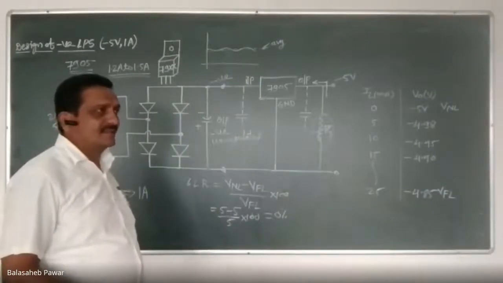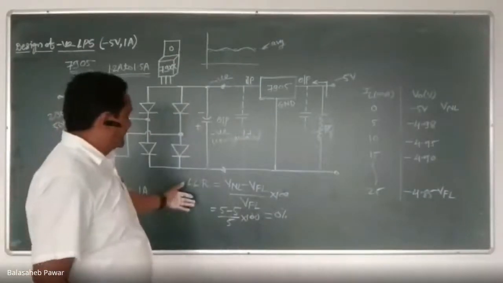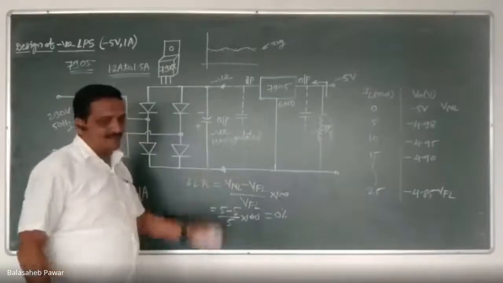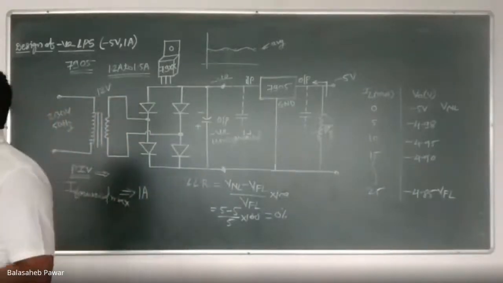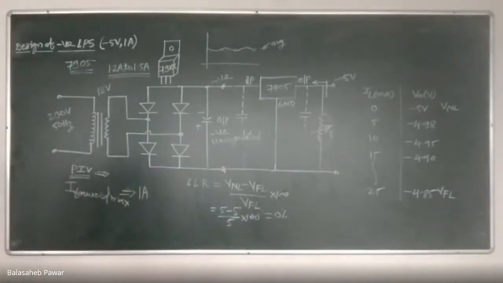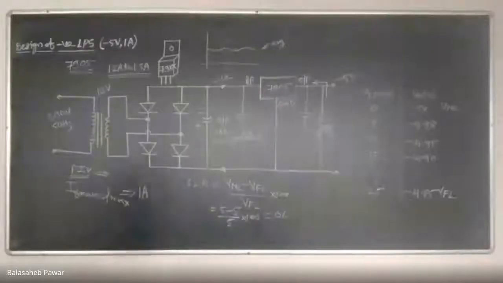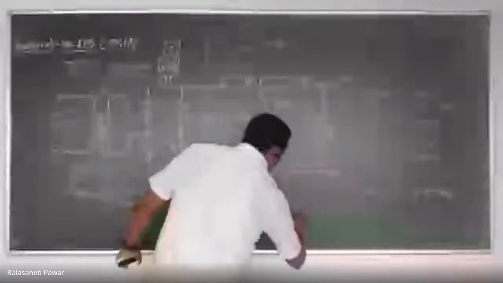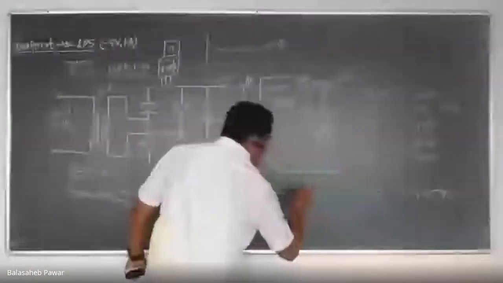Yes, sir. Okay, so determine it. Percentage load regulation, how much will it be? 0.15 divided by 4.85, into 100 percent. How much? 3%, sir. 3%. Yes. Okay. So that percentage load regulation will become 3%.